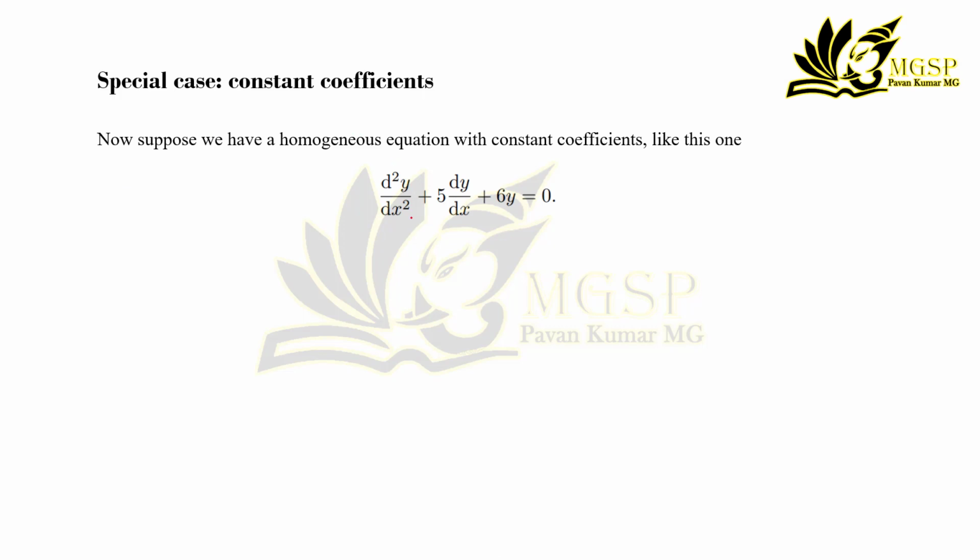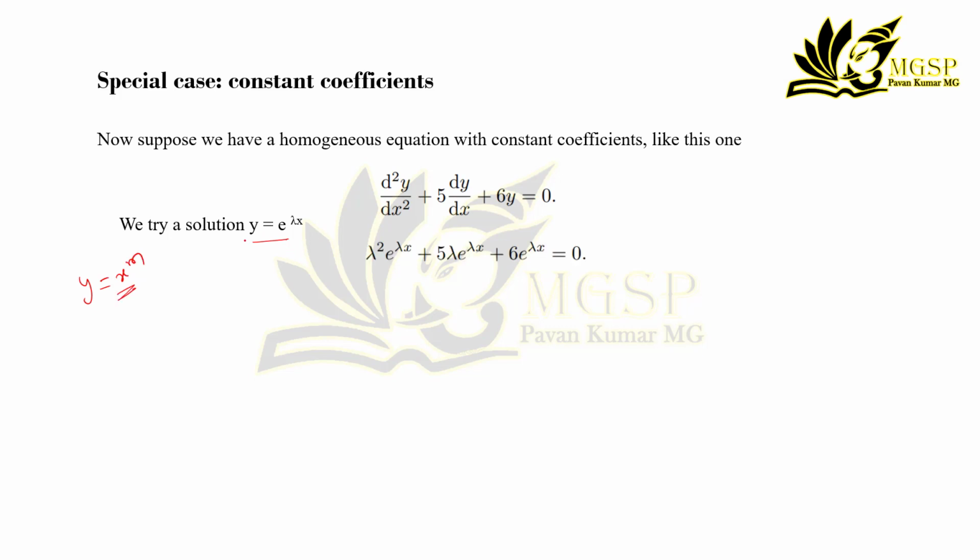Some special cases with a constant coefficient. Now suppose we have a homogeneous equation with a constant coefficient like this one. If you don't know what a constant coefficient is, go back to video one, where we covered what it means. Now we try with y is equal to e power lambda x. In the previous video, y is equal to x power m we have considered.